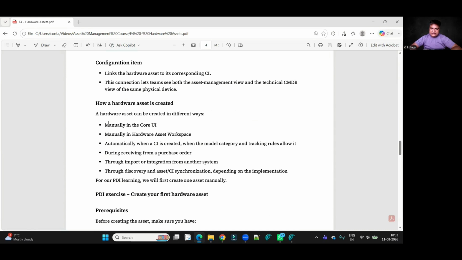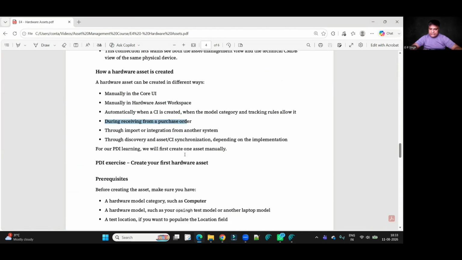How is a hardware asset created? Manually, by asset workspace. Yes, we have asset workspace as well. Then automatically created when a CI is created. I have already shown you. Discovery ran, it created a CI and then it created an asset. Through import or integration during receiving a purchase order from RITM, right? Through discovery, asset CI synchronization, all these things I have explained to you.